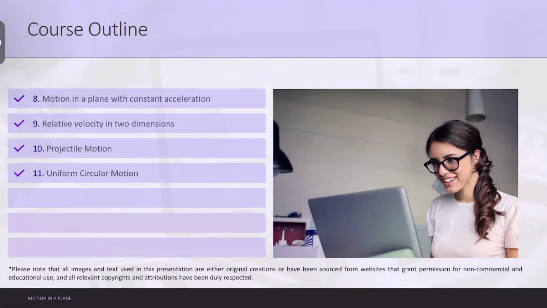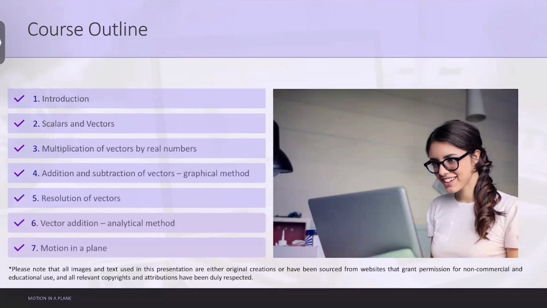So right now we are on the 10th topic, that is projectile motion. Before that, let me do a quick recap of everything which we have studied till now, and then we can move forward. I think today a detailed recap is required so that we can understand each and everything, and we can start remembering also as we move forward.